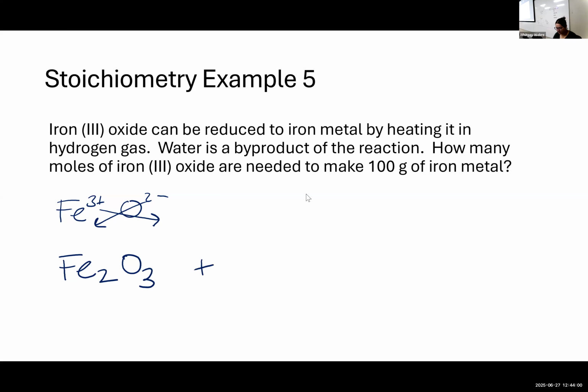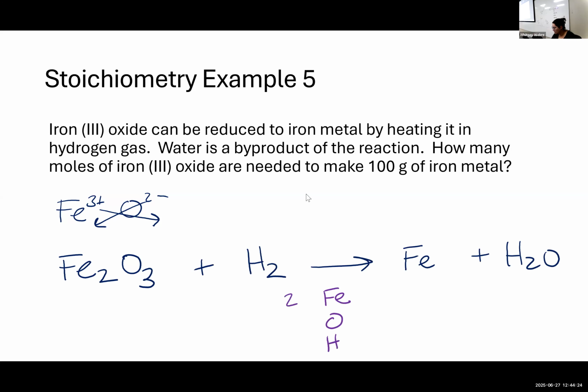What's hydrogen gas? And then iron. Yeah, Fe. If it just says iron by itself, or anything that's a metal by itself, it's just the metal, plus H2O. Let's balance it. All right. So 2 and 1, 3 and 1, 2 and 2.